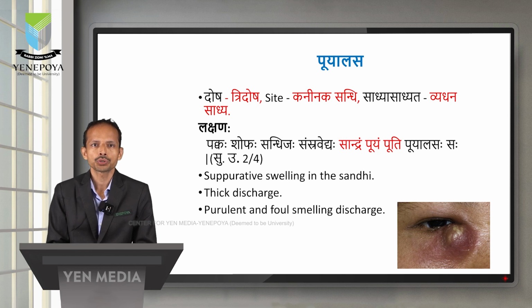The Lakshanas told by Acharya Sushruta are Pakwa Shofa Sandhijaha Samsravedya Sandram Puyam Puti Puyalasasa. That means there is a Pakwa Shofa, a suppurative swelling in the region of Sandhi. Here Sandhi means you have to take Kaninaka Sandhi, as told by Dhallana in his commentary. In the Kaninaka Sandhi there is a Pakwa Shofa, a suppurative swelling, and when it ruptures, there will be a thick discharge. The thick, foul smelling, purulent discharge is considered Puyalasa. In total, the suppurative swelling in the region of the medial canthus or Kaninaka Sandhi, when it ruptures, gives a foul smelling pus discharge.